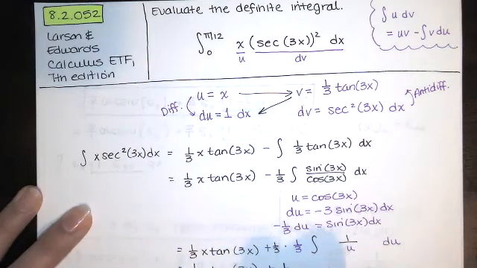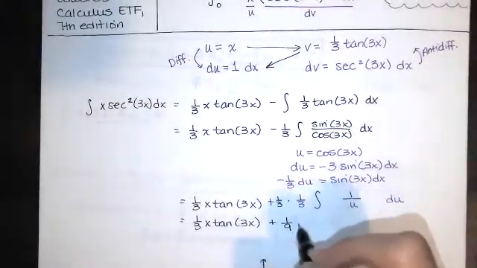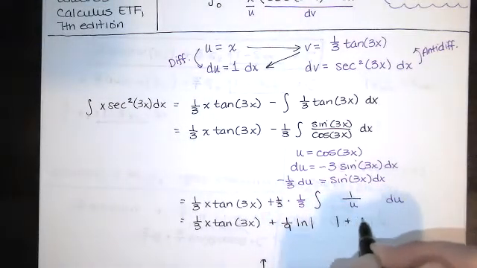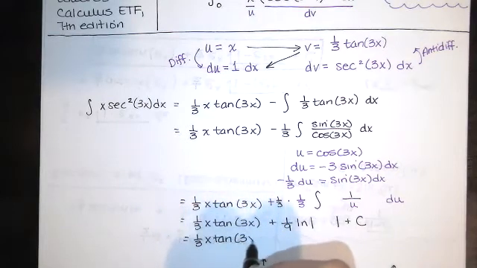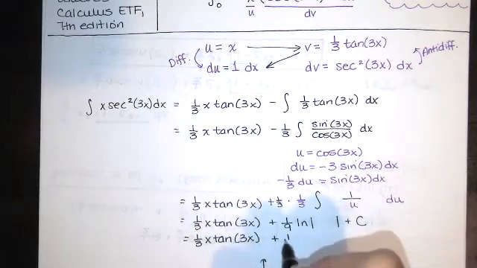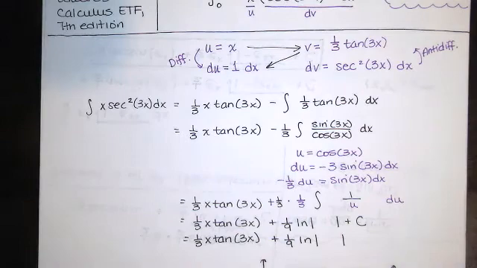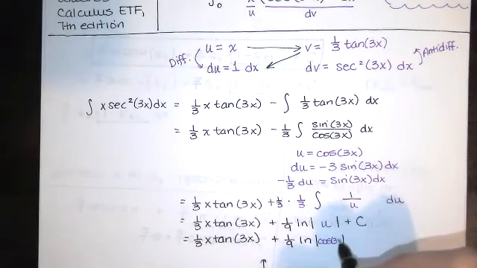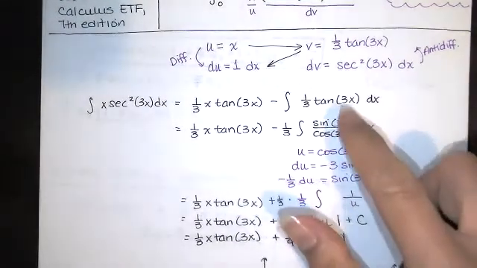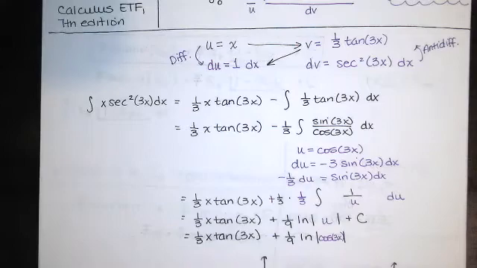One-third times 1/3 is 1/9. And the antiderivative of 1 over u is natural log of the absolute value of u plus c, and u was cosine of 3x. So maybe you remember now, the antiderivative of tangent of 3x was negative natural log of the absolute value of cosine of 3x times the 1/3.